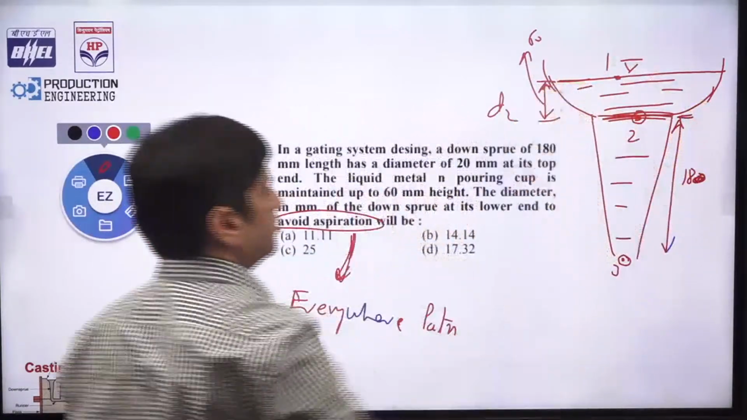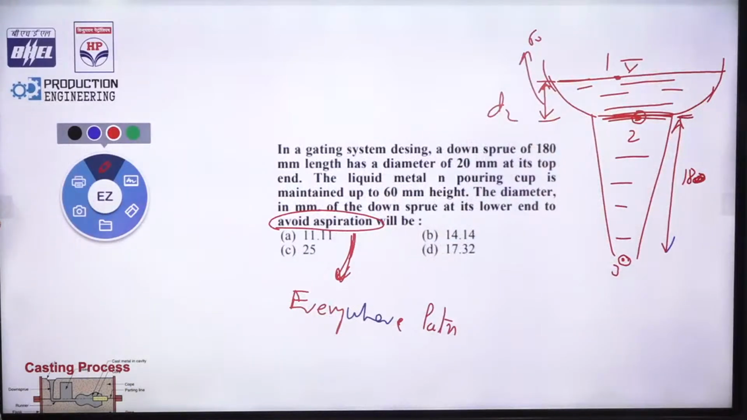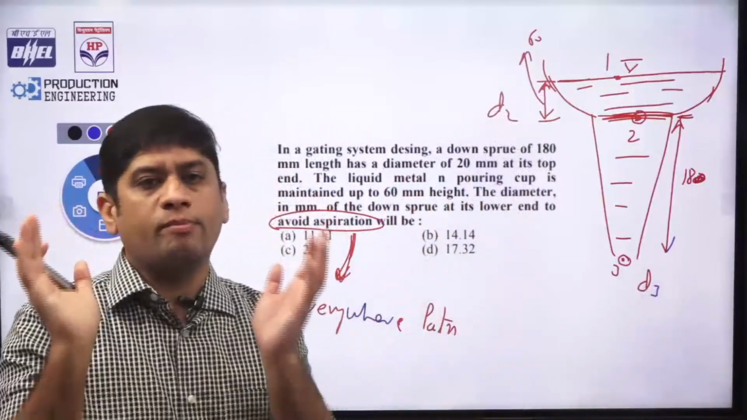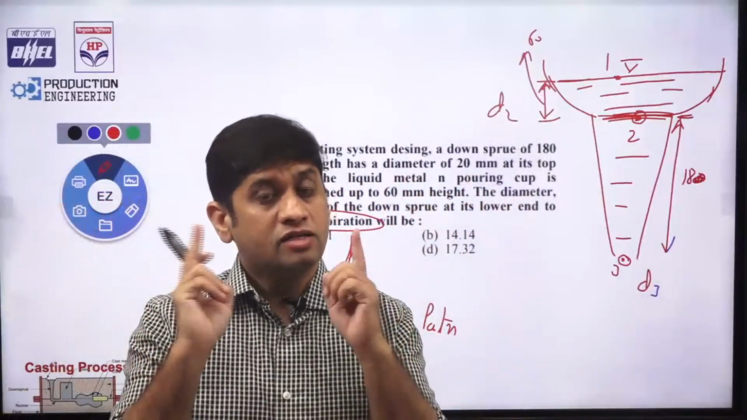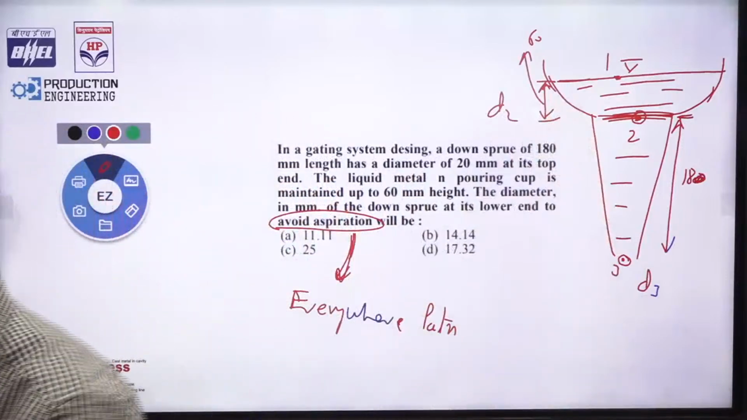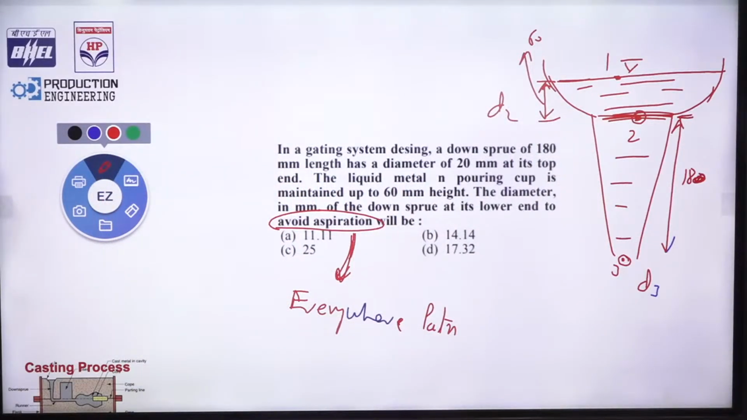This is 60 millimeter, right? And you have to find out the diameter at 0.3. Diameter at 0.3. So it is a simple application of the Bernoulli equation. Simple Bernoulli equation in the sprue system. That can also be a probable question from metal casting. So the probable question from metal casting can be: use the Bernoulli equation between this.